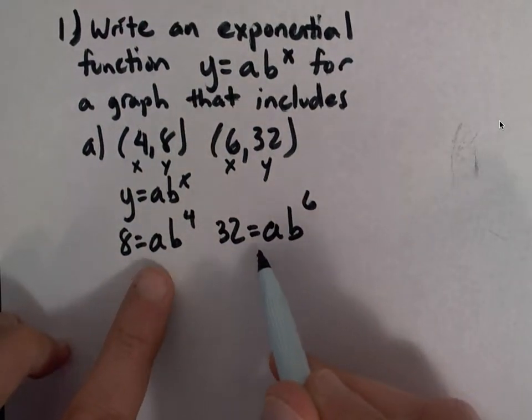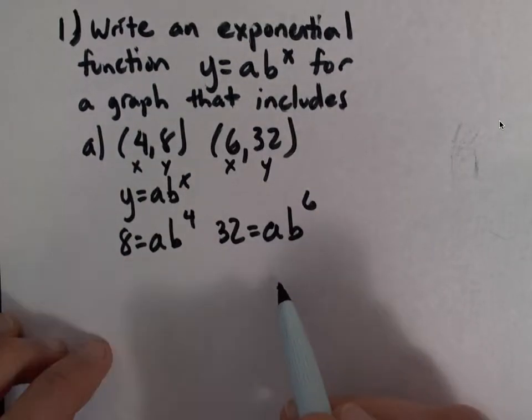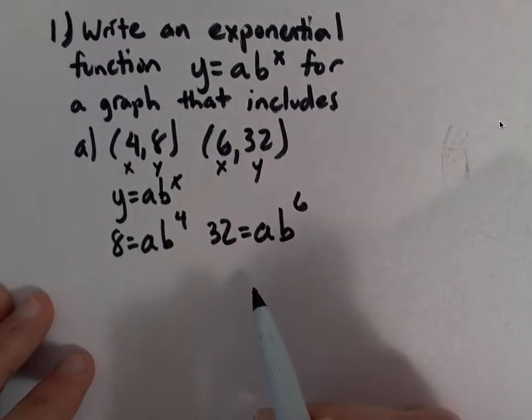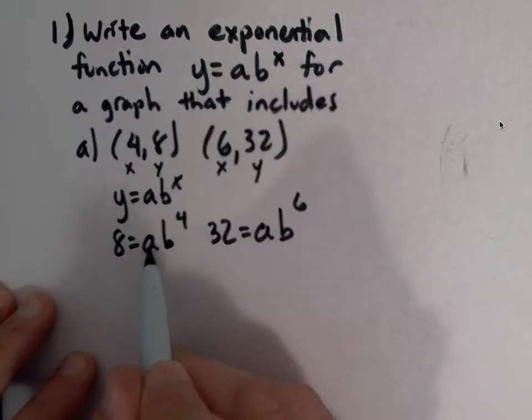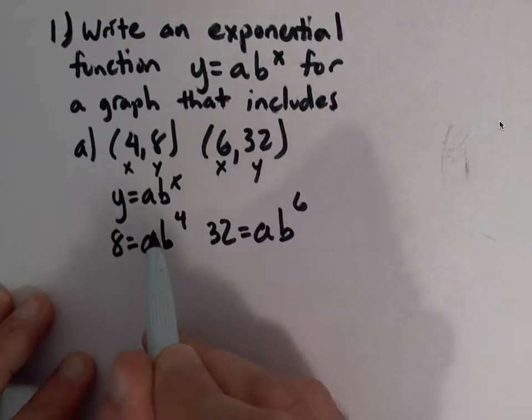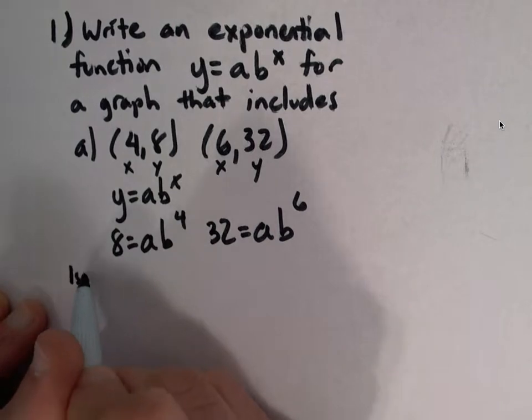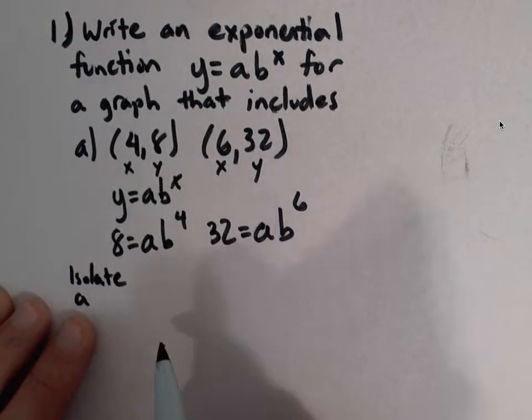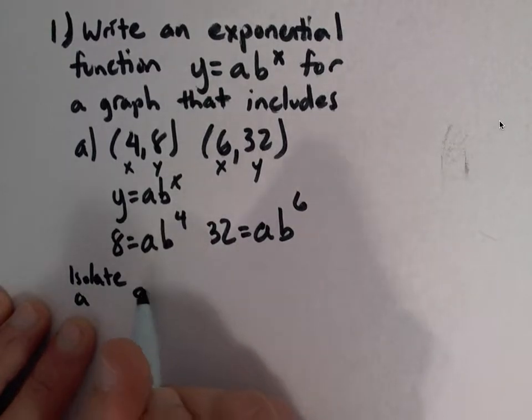Okay, so I've got two equations, and I've got two variables, so I can actually solve these. I'll use substitution, just like we did with systems of equations. Let's go ahead and solve for a. That's easier because it doesn't have an exponent like this b. So let's isolate a. We're going to divide both sides by b to the fourth. So 8 over b to the fourth equals a.